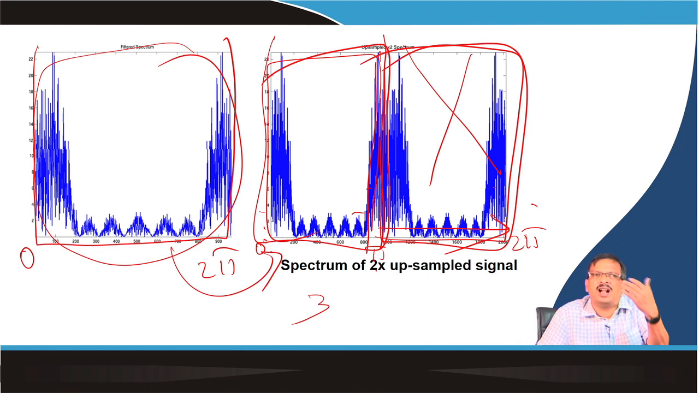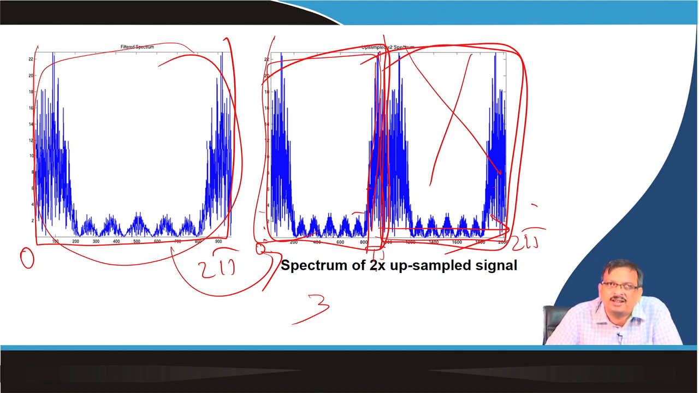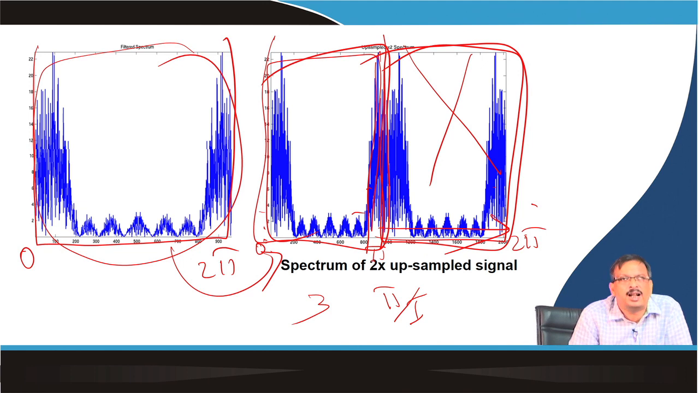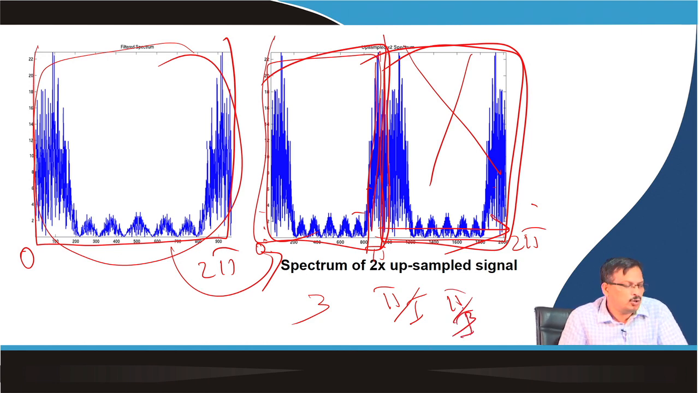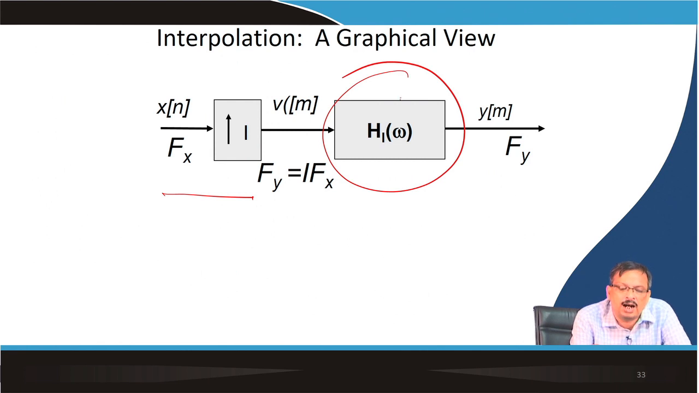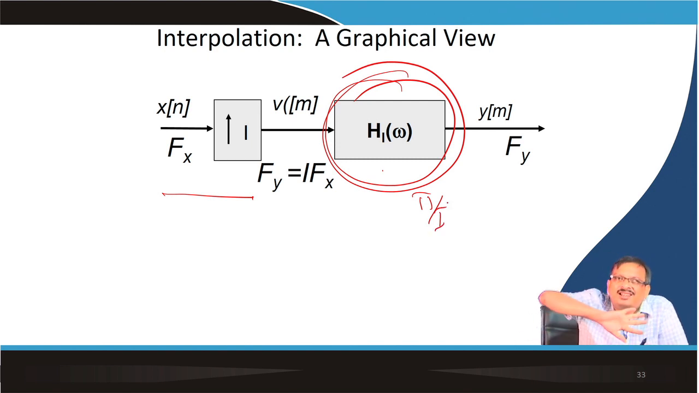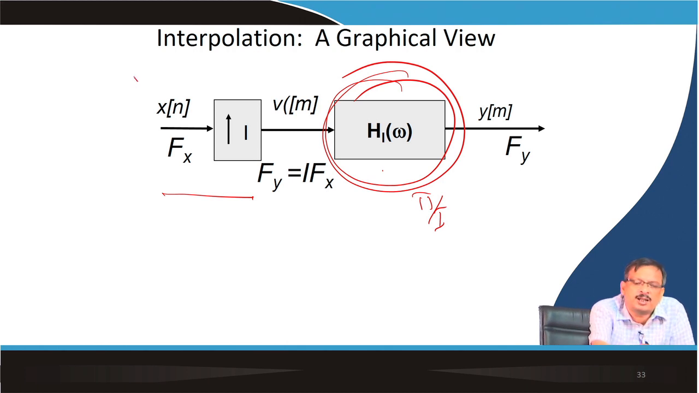So again I require a low pass filter whose cutoff frequency is pi by I. Because it is 2 times, it is pi by 2. If it is 3 times, that will be pi by 3. So that means pi by I. So after upsampling, I require a filter whose cutoff frequency is pi by I. So I discard all the other images and keep only the single image. So that is the upsampling diagram.